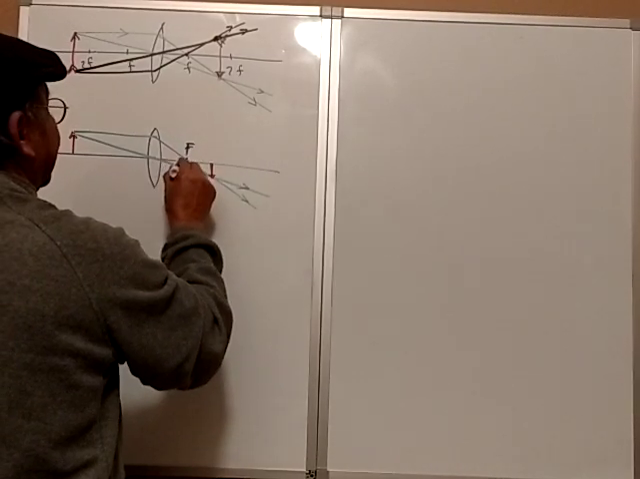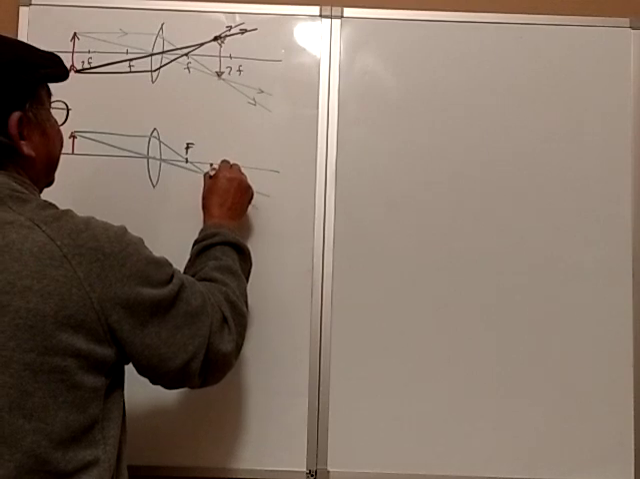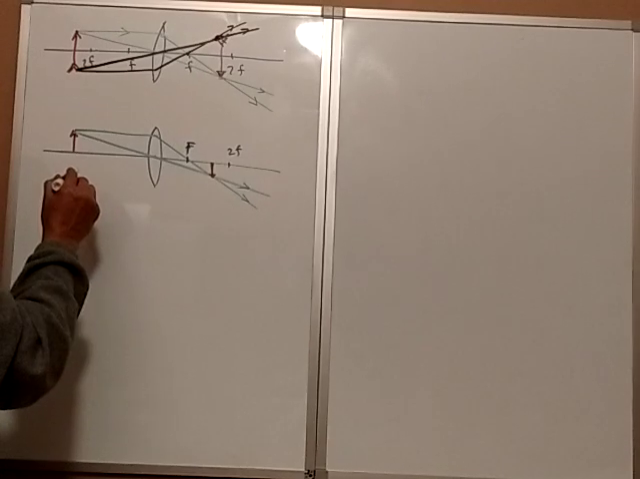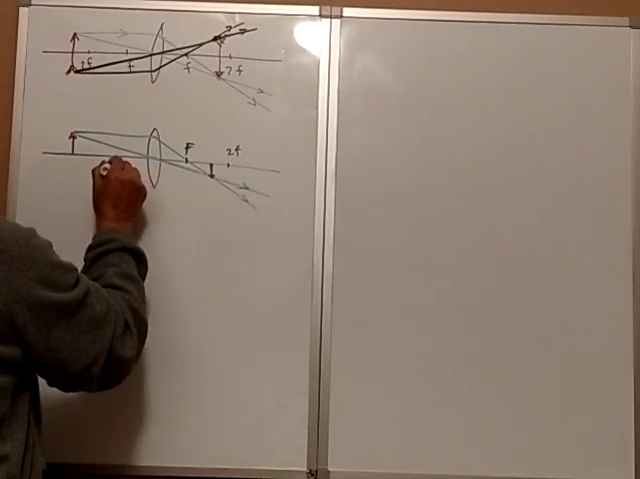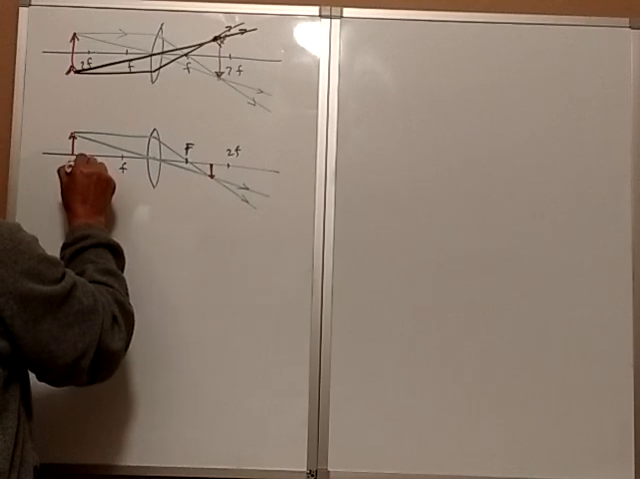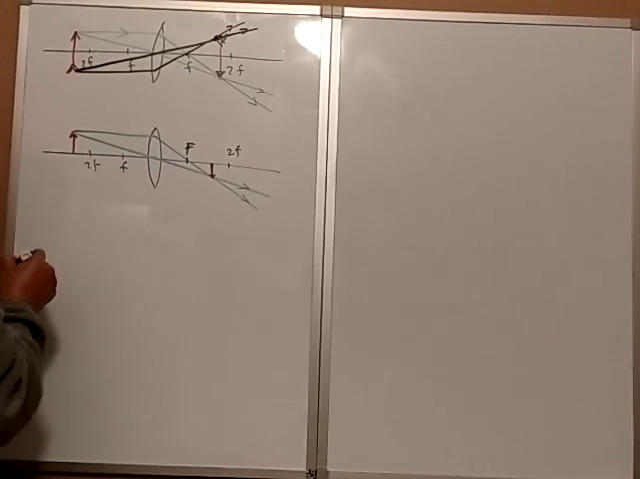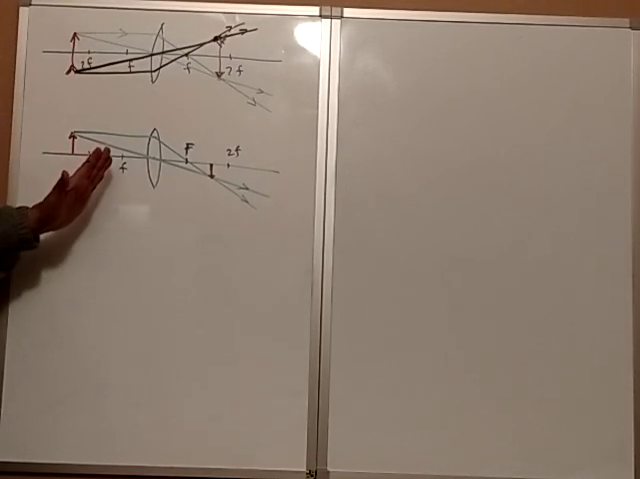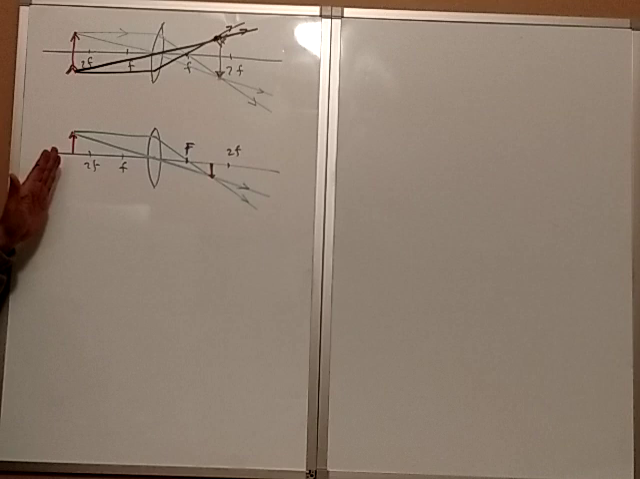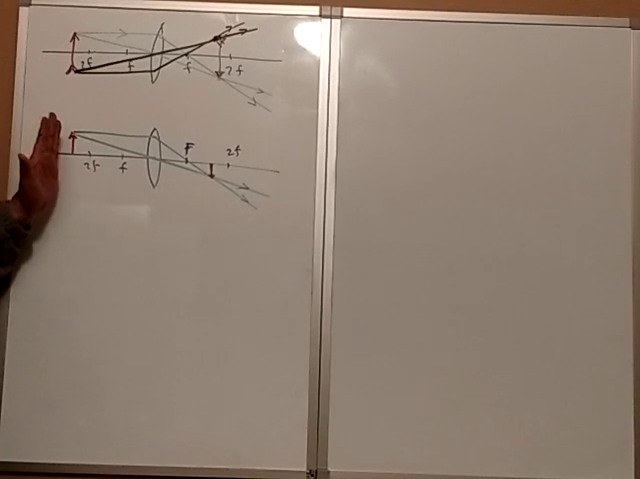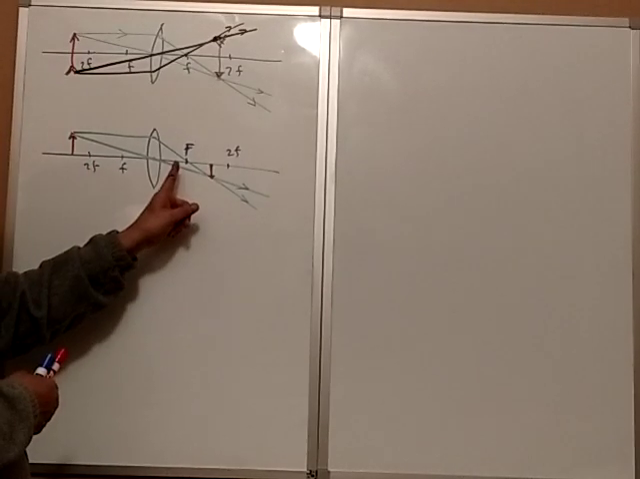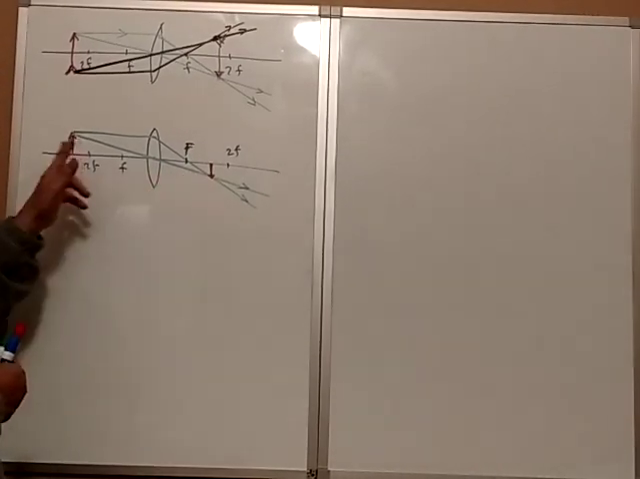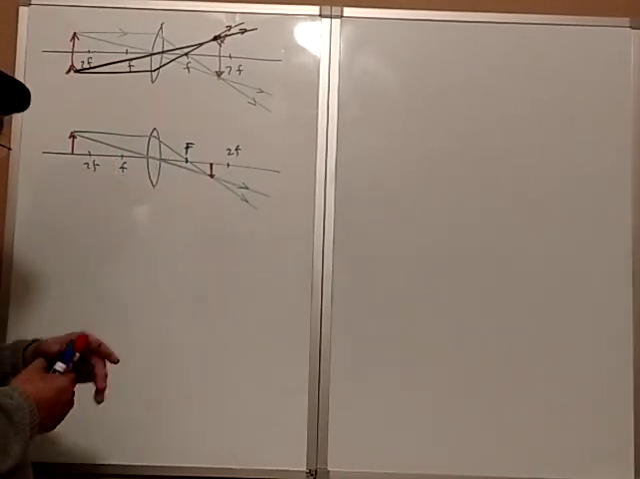If you notice, I put a focal point here. So from here to here is little f, and from here to here is another f, so this is 2f, right? And then from here to here is f, from here to here is 2f, right? So you see that when I put the object beyond twice the focal length, then the image appears between f and 2f. You see? And it looks smaller, and actually it's also smaller.